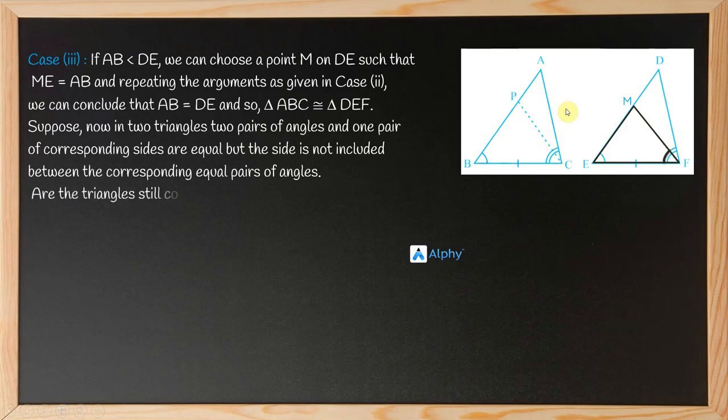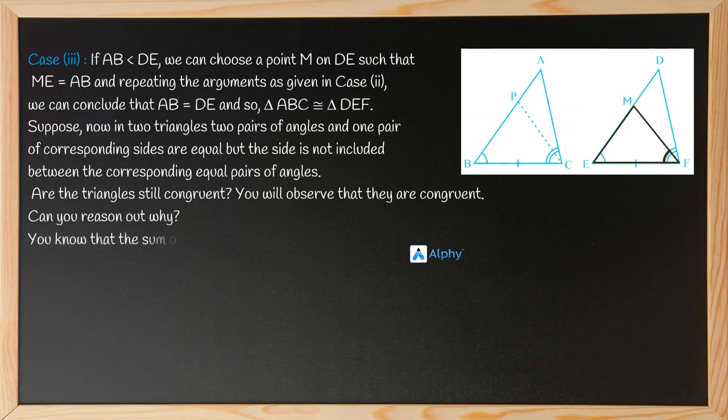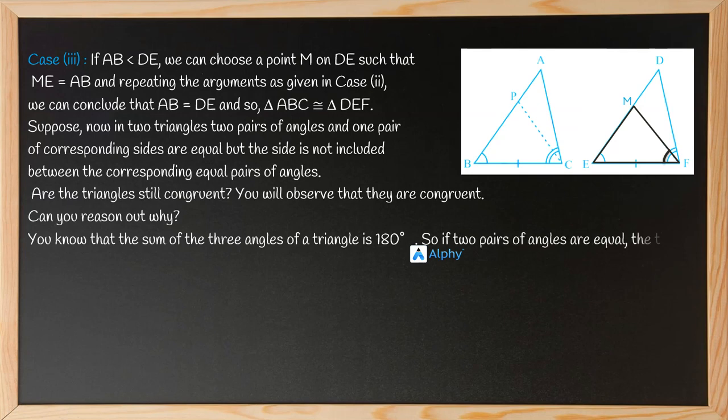So are these triangles still congruent? You will observe that they are congruent. Can you reason out why? You know that the sum of three angles of a triangle is 180 degrees. So if two pairs of angles are equal, the third pair is also equal, as the third angle will be equal to 180 degrees minus the sum of the two equal angles. So all the three angles will be equal to each other.